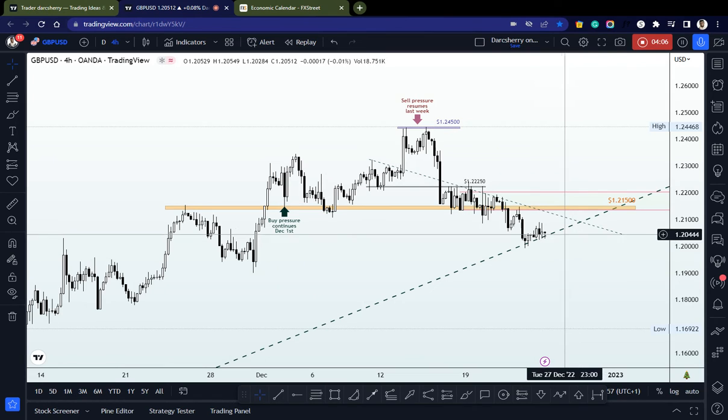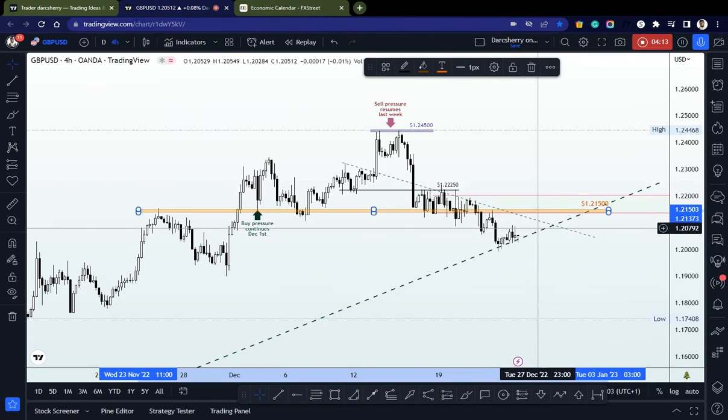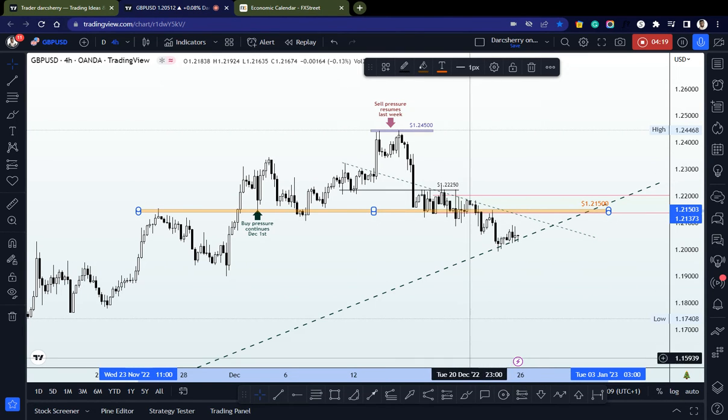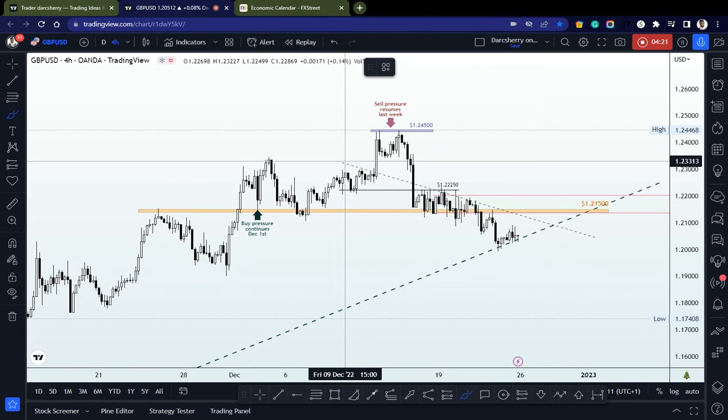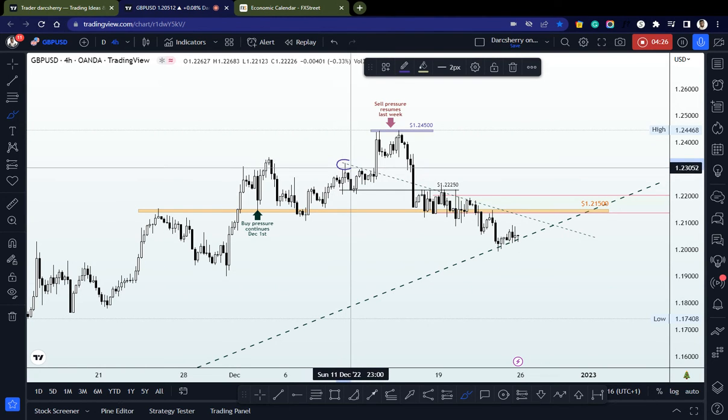To make our job easier this week, I have identified that 1.215 to be serving as a yardstick for trading activities. And in addition to the 1.21500 level is this bearish trend line. As you can see here, I was able to connect the series of lower highs here since the 11th of December.